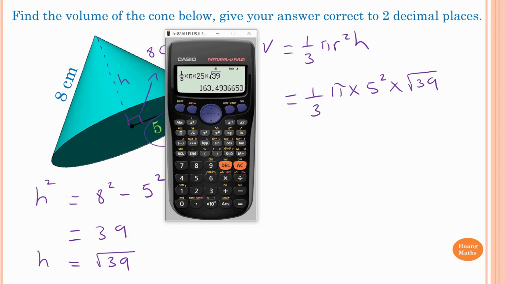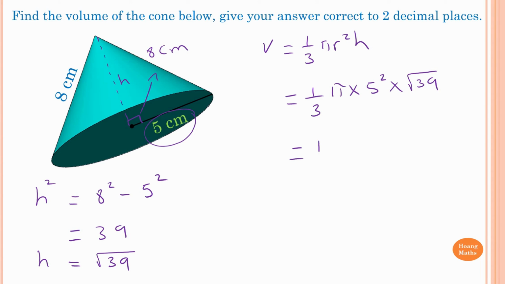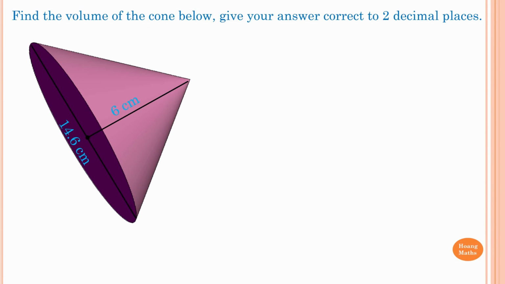163.493 and so on. So round up to 2 decimal places. So it should be 0.49, but before we write 0.49, the number after 9 is 3, which is less than 5. So the answer is 163.49 cubic centimeters. Please stop the video and try this one yourself.